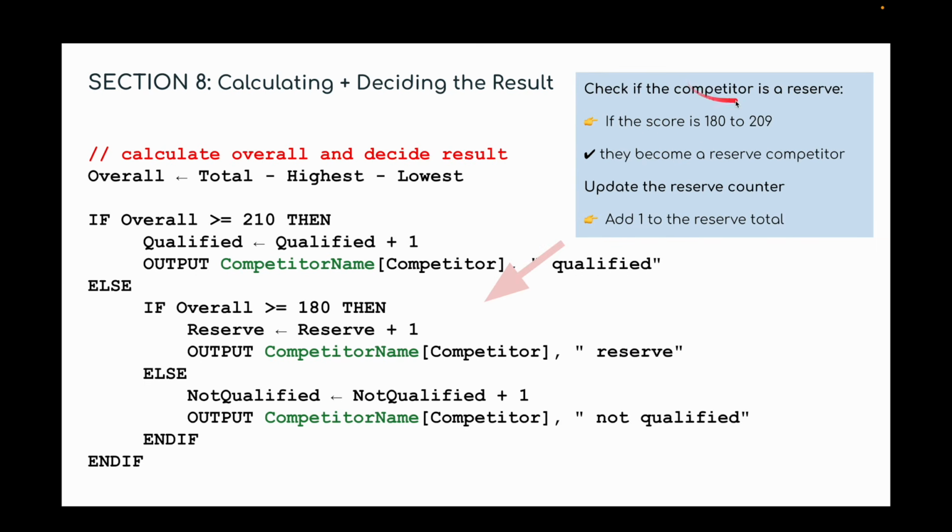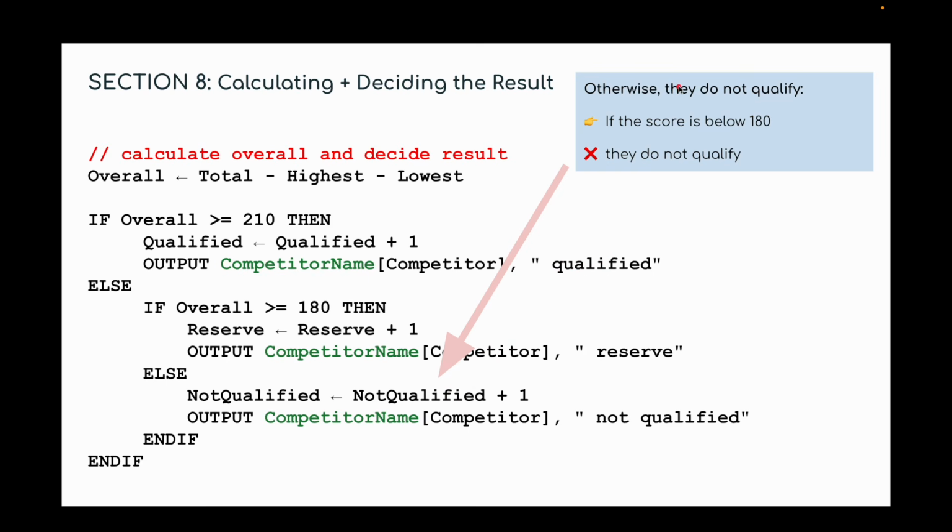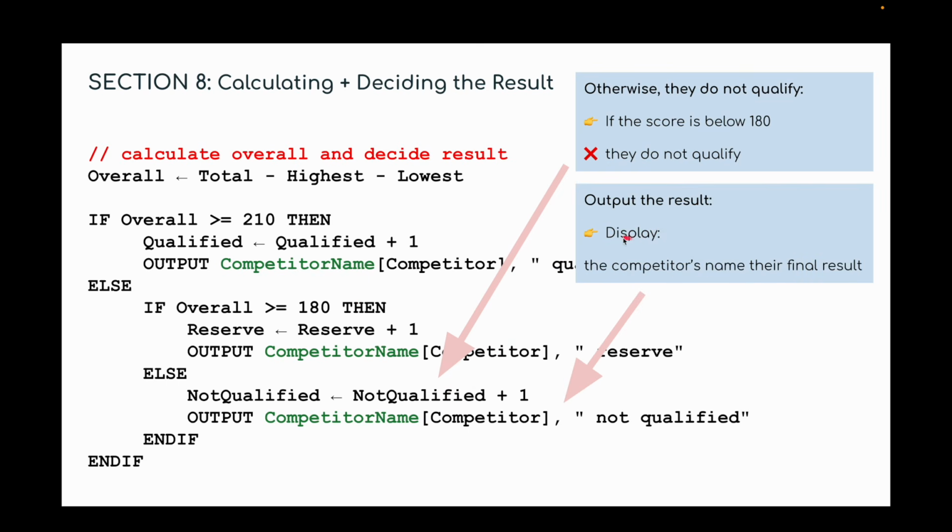For the reserve, we're going to check if the competitor is a reserve. Basically, we're going to use these scores, 180 to 209, basically 1 less than this. Then we're going to update the reserve counter. And then finally, if they don't qualify, if the score is below 180, basically the output result, we're going to display the competitor's name and their final result.